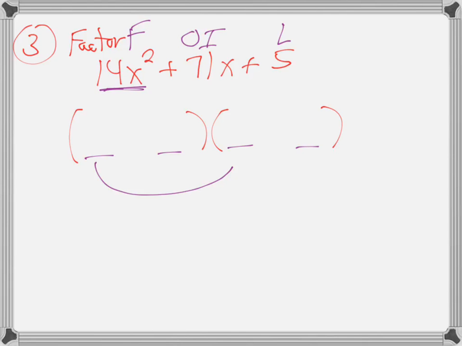I could do 14x and regular x, or I could do 7 and 2, right? What multiplies to be 14? 2 times 7 or 1 times 14? Well, how do you know which one? You guess. Really, there's no rule. It could be one way or the other.